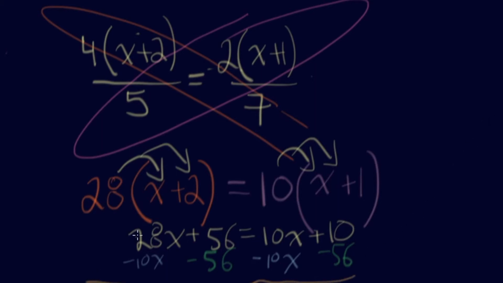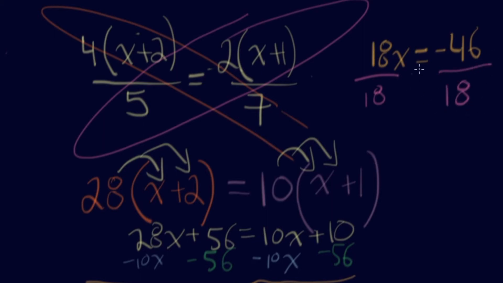And what does that leave me? Well, 28 minus 10x, we're going to go way over here. And that's going to leave me with 18x is equal to 10 minus 56, so I'm going to get negative 46. To get my x all by itself, I'm going to divide by 18, divide by 18. And of course, I'm going to simplify that whole thing. So my x is going to be equal to, I think, negative 23 over 9.